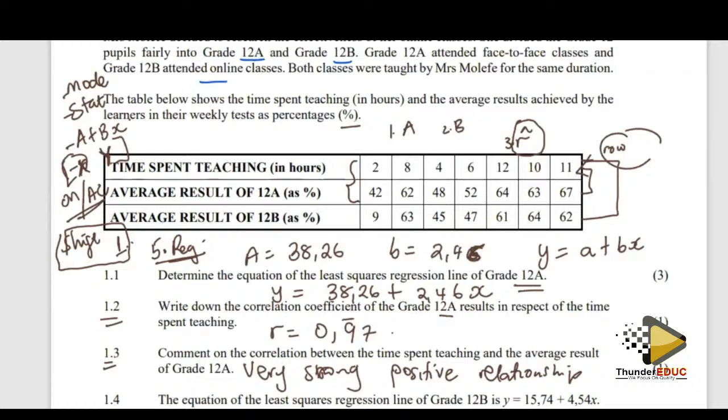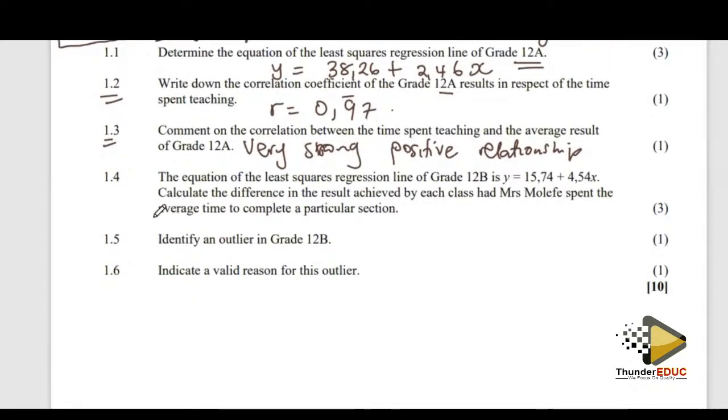Then when we look at 1.4, they're telling us that the equation of the least squares regression of B is given as this. Okay, we need to calculate the difference in the result that is achieved by each class, had this lady spent an average time to complete a particular lesson. So the key statement here, because we need the value for the time, but they are telling us the average time. So we know that average is the same as the mean, and sometimes we denote it as x bar.